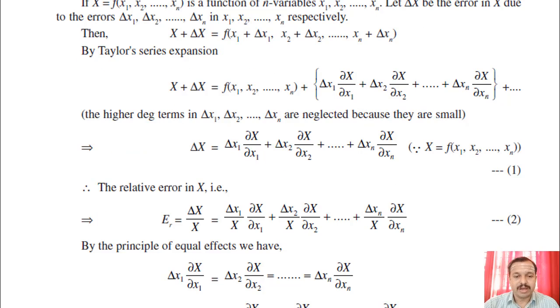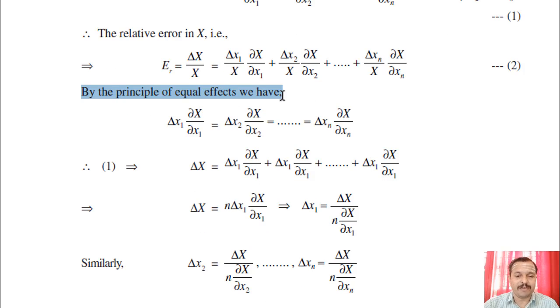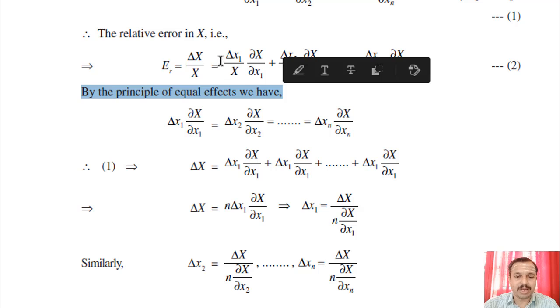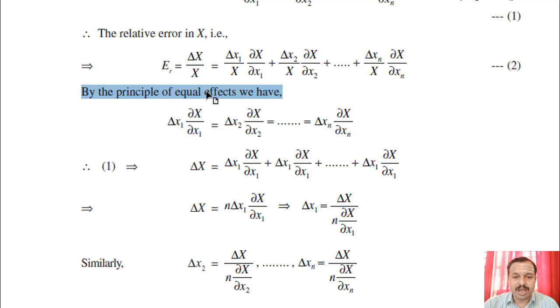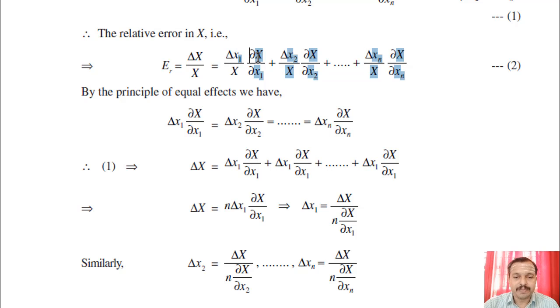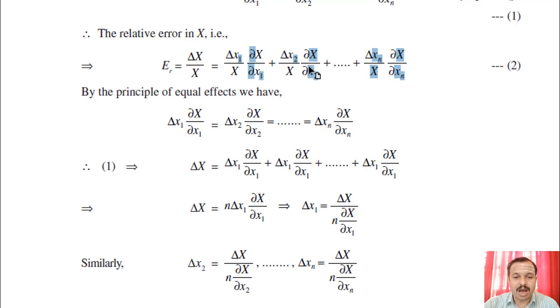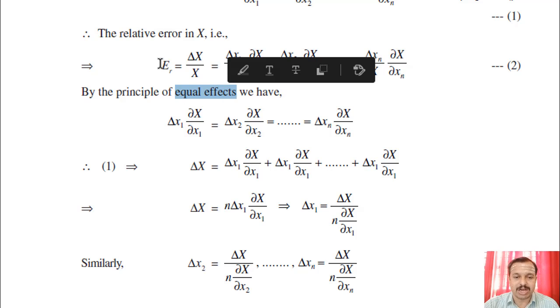Principle of equal effects we are going to use. So what is meant by principle of equal effects? Here in this particular step, we have written the RHS like this. Here there are terms with delta x1 into dou x by dou x1, delta x2 into dou x by dou x2, like that. We are writing here that each of such quantities are contributing equal effect on the total result.